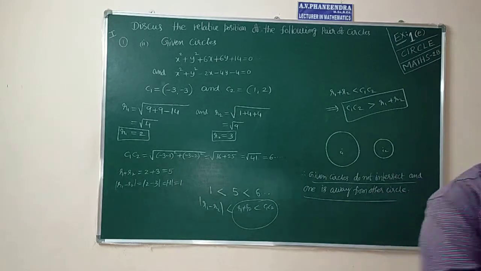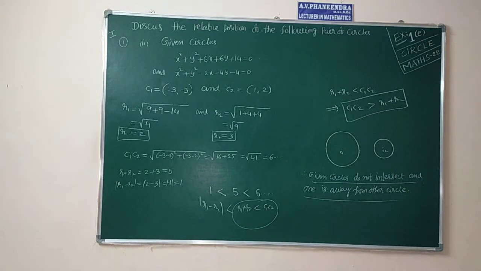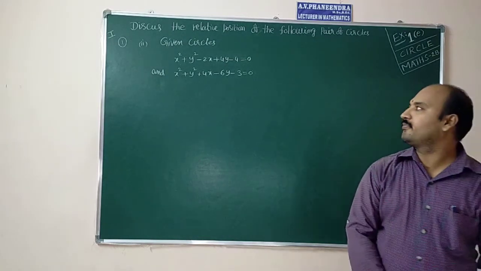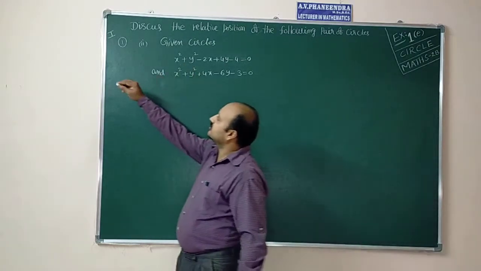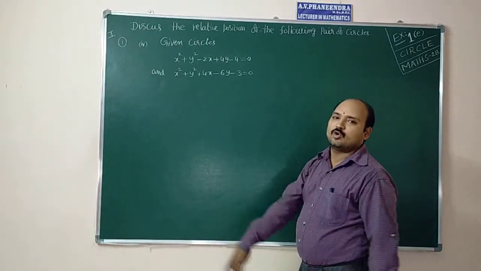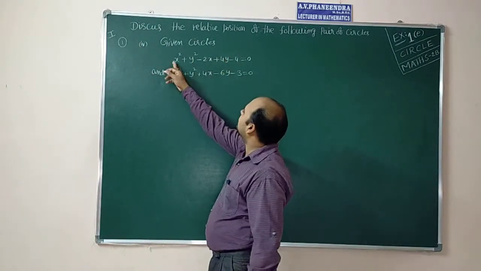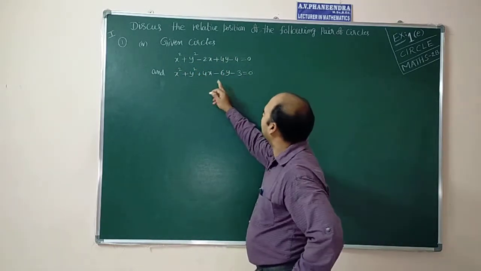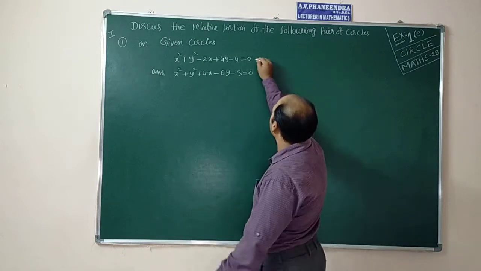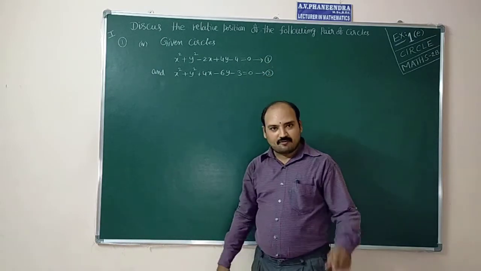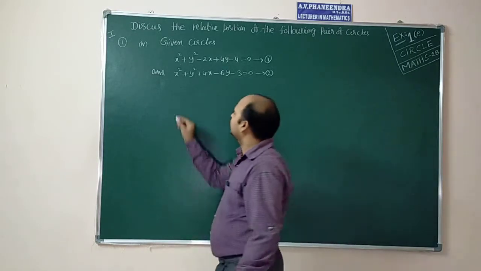We'll take one more example. The next question. This is the fourth question in that exercise. The third question you will do as homework. Given circles x square plus y square minus 2x plus 4y minus 4 equal to 0 and x square plus y square plus 4x minus 6y minus 3 equal to 0. Equation number 1 and equation number 2. As usual procedure, find both the centers as well as their radii.